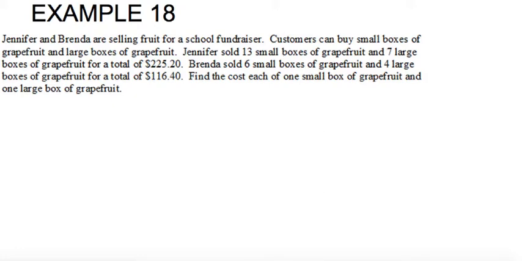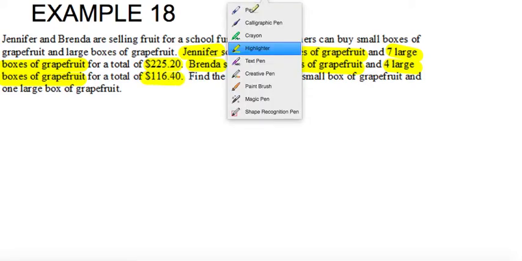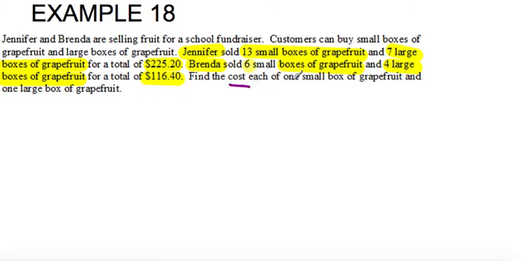The first thing we want to do, after reading, is highlight key information. I know that Jennifer sold 13 small boxes of grapefruit and 7 large boxes of grapefruit, and the total is $225.20. Brenda sold 6 small boxes and 4 large boxes, and the total is $116.40. We need the cost of 1 small box of grapefruit and the cost of 1 large box of grapefruit. So let's figure out our variables first.